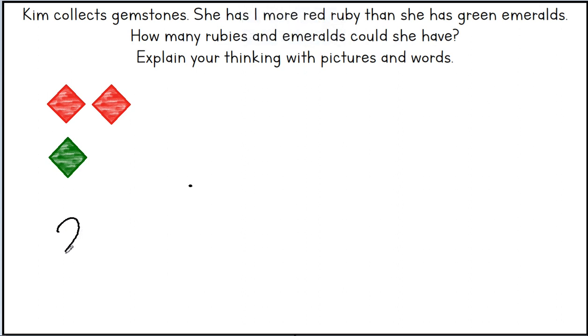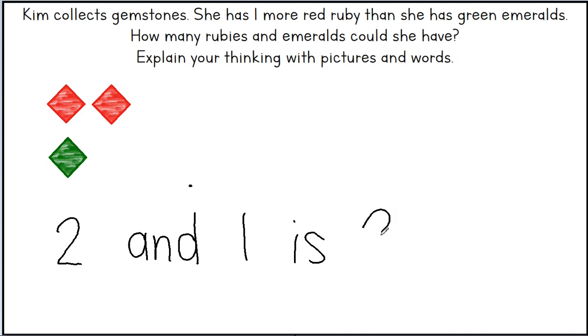All right, so 2, what's my connector word? And. Can you spell and? A-N-D. 2 and. I have 1 green emerald. 2 and 1 is. What is 2 and 1? I'm not even going to count that because you guys are so smart. 2 and 1 is 3.